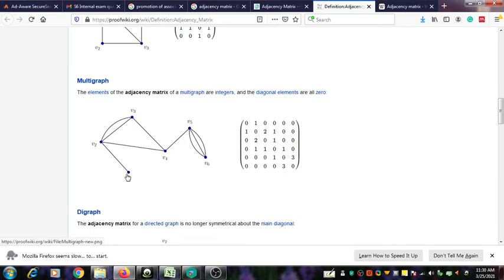But from v1 to all the remaining vertices, there is no edge starting from v1 and going to the other vertices excluding v2. So we have to fill 0 in the remaining places. From v1 to v3 you put 0, from v1 to v4 0, v1 to v5 0, and v1 to v6 0.